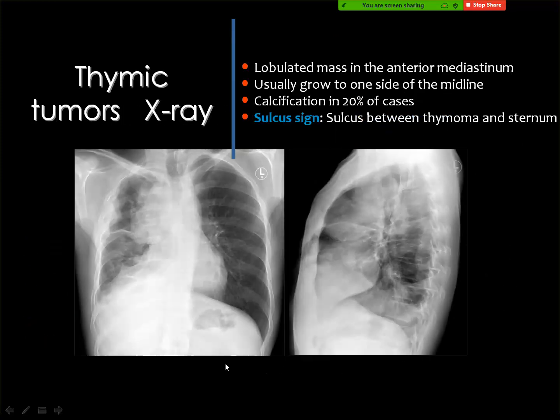Then if you see a mass in the anterior mediastinum, and you know that this is in the anterior mediastinum by the good contact of the lesion with the mediastinal border and the projection of the lesion in the anterior mediastinum in the lateral view, then you think of one of four.